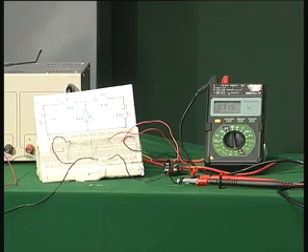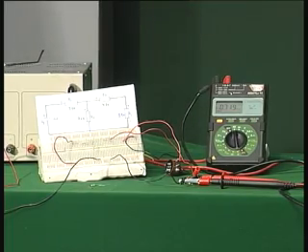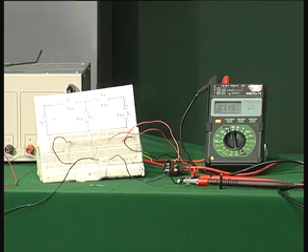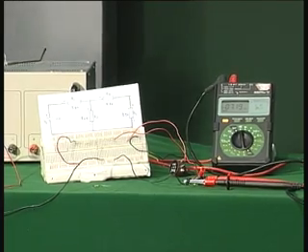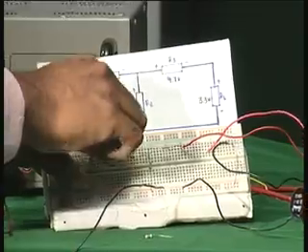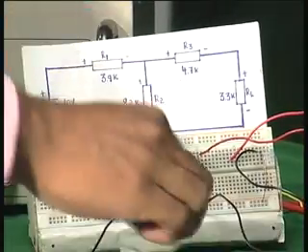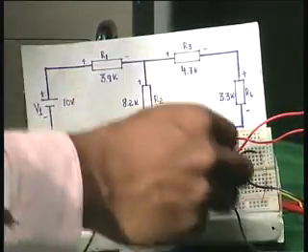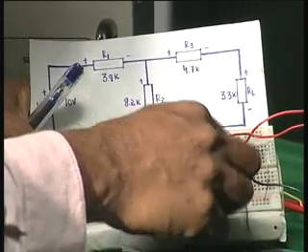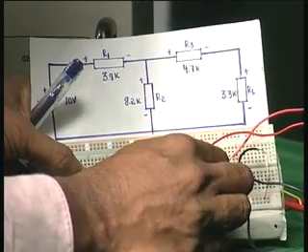So, we have actually measured the Thevenin's voltage, and we have also measured the Thevenin's resistance. Now, I have to connect the load resistance and measure the output. So, I will again remove this short and connect the load resistance 3.3 K once again, which I removed previously.